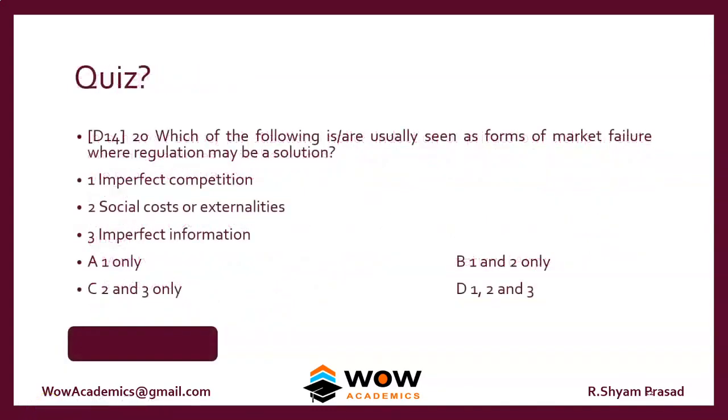So which of the following are usually seen as a form of market failure where regulation may be a solution? So when do we need regulation? When there's imperfect competition, we need regulation. When social costs or externalities are higher, we need regulation, something like cigarette companies. When there's imperfect information, we need regulation. So answer is D.